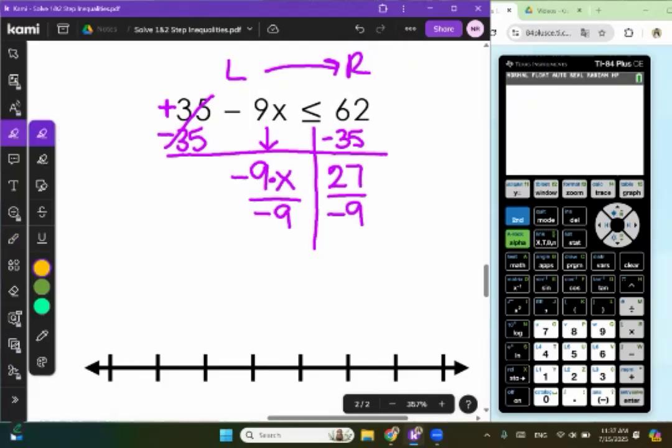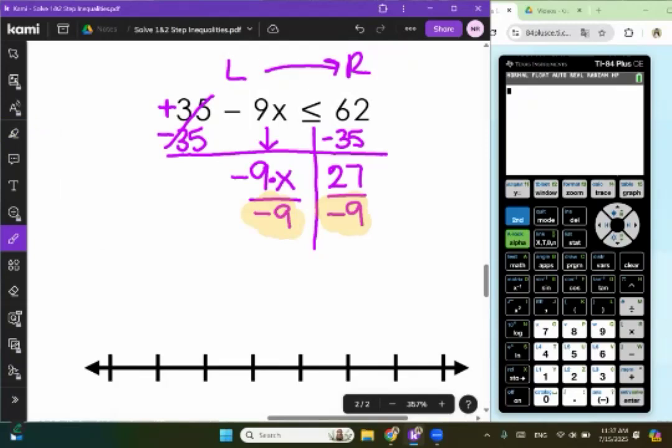We are dividing. Be on high alert. Do we need to flip the sign? Yes or no? Yeah. The number that is moving across is a negative number. So our symbol is going to flip from less than to greater than. 27 divided by negative 9, negative 3.